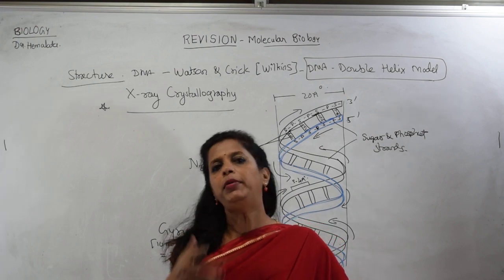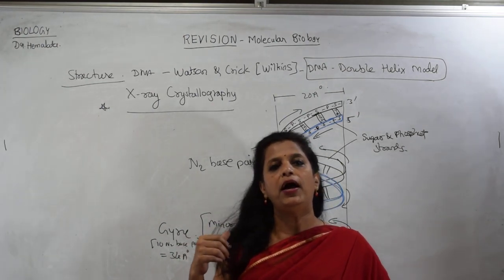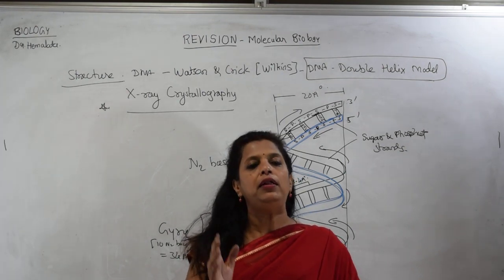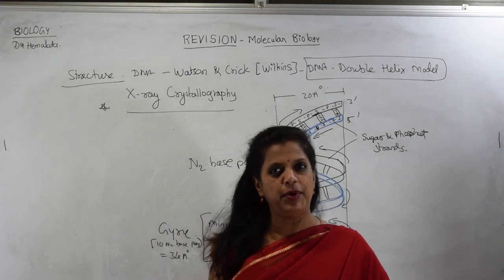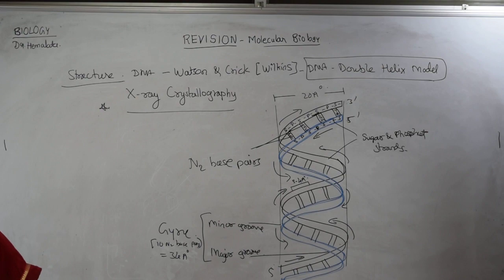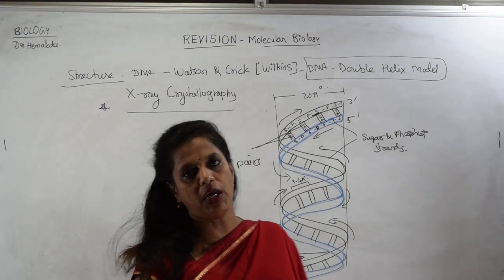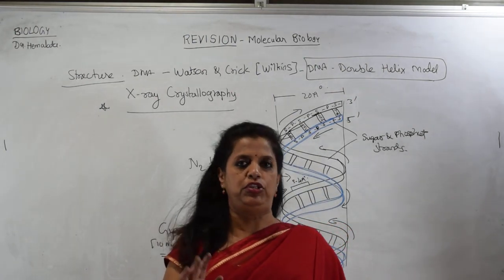Now, coming to the next one. The DNA will have two strands that run anti-parallel to each other in opposite directions, and the strands show opposite chemical polarity. Means, they have different polarity. Both strands don't have the same polarity, they have opposite chemical polarity. Correct? Now, apart from that, the nitrogen bases.